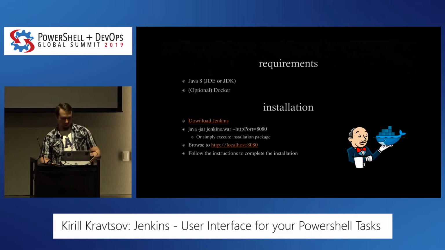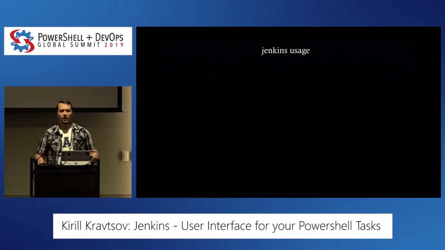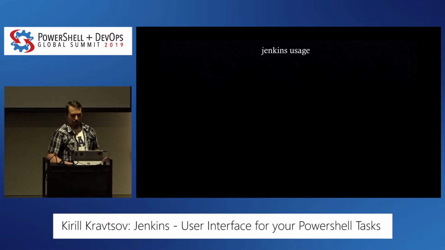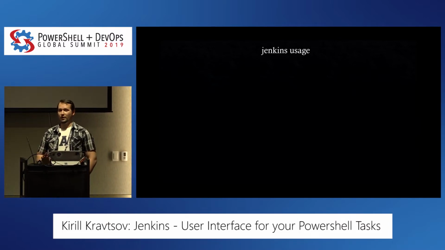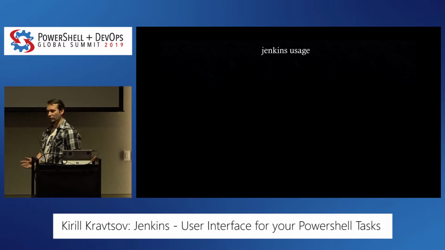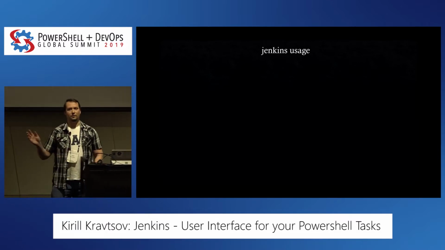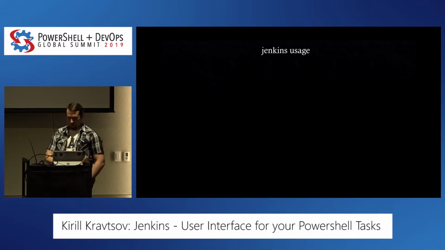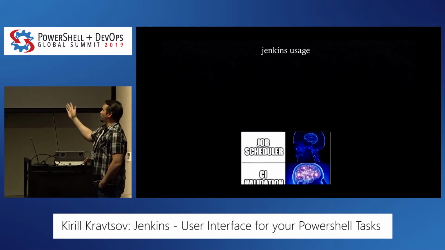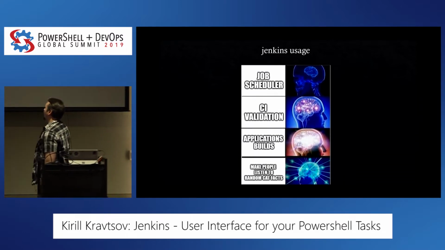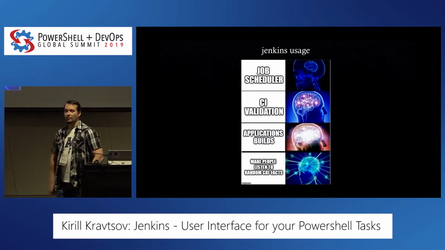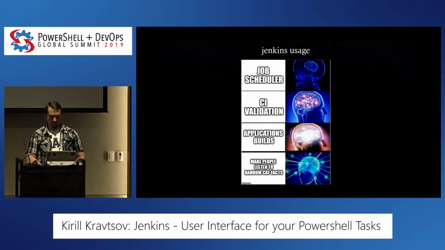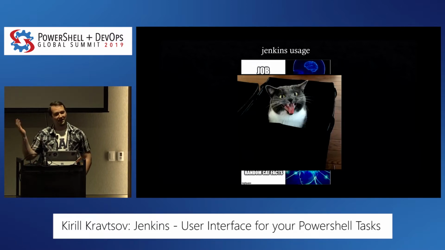Before I go to the demo, which is coming right away, a few things about how people use Jenkins. Most of them, I hope they will resonate very powerfully with the PowerShell community. And I heard, like throughout the summit, a lot of use cases for Jenkins. For instance, you can use it as job scheduler, CI validator, application builds, and then maybe people learn more about random cat facts. So here are some cat facts. This is my cat.